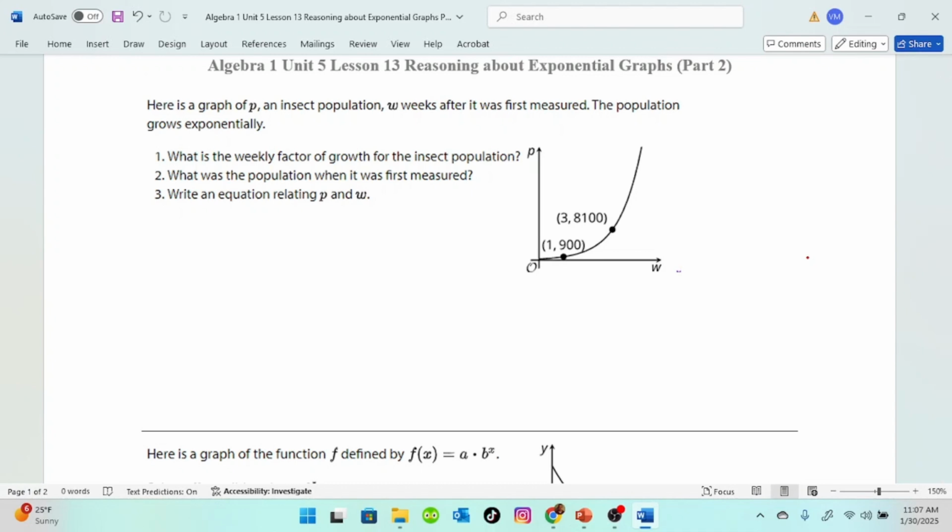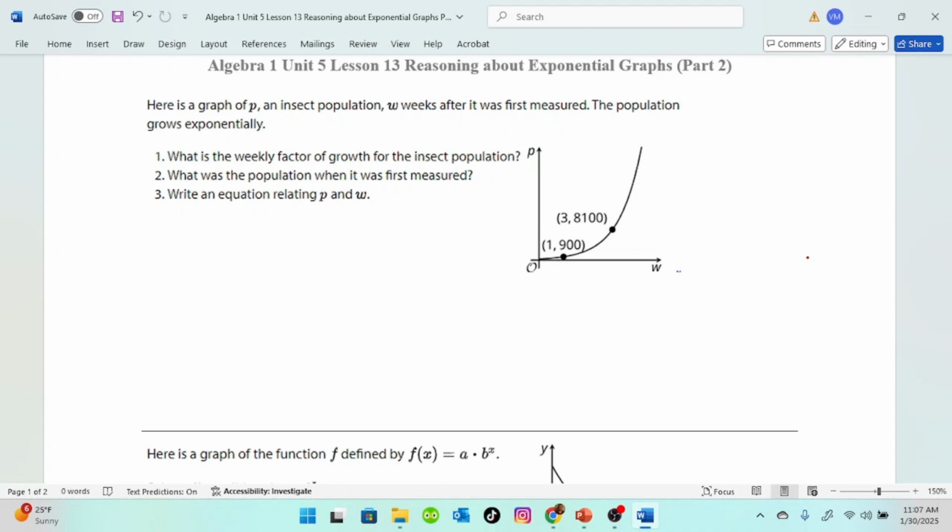Now we can begin the practice problems for Unit 5, Lesson 13, Reasoning about Exponential Graphs, Part 2. Here is a graph of P, an insect population, W weeks after it was first measured. The population grows exponentially. Number 1, what is the weekly factor of growth for the insect population?